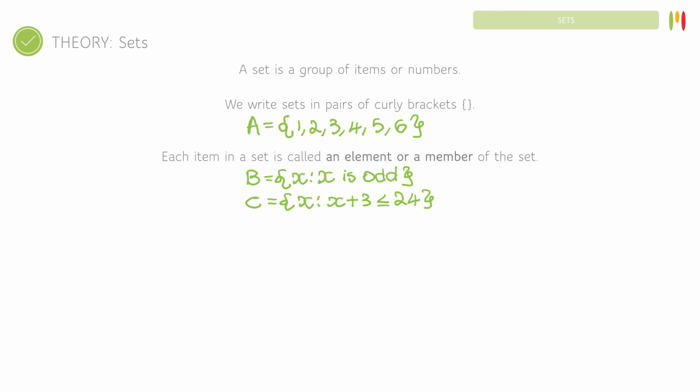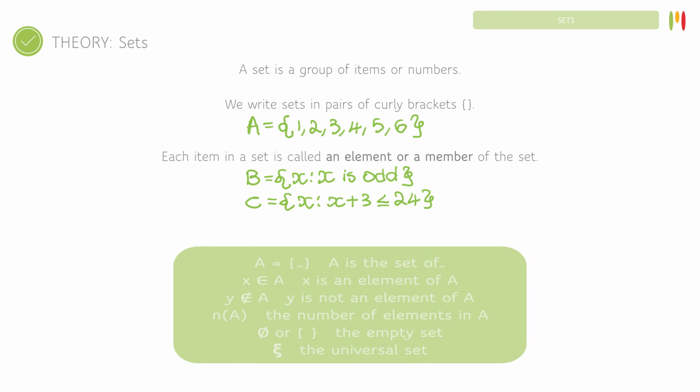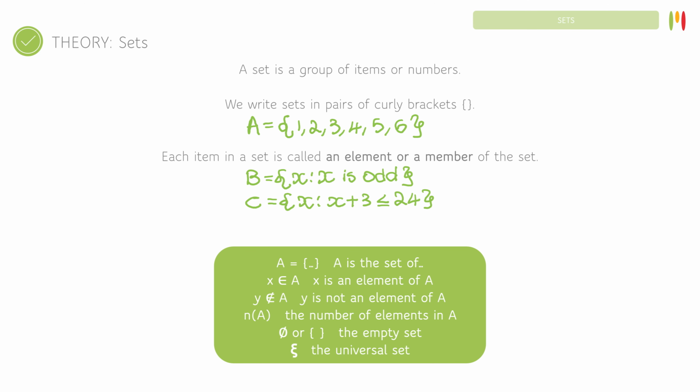There is also special set notation we need to be familiar with, so let's talk through them. We have A equals and then two curly brackets. This means A is the set of. x followed by a backwards 3 shape, then followed by A, would mean x is an element of A. We can also write y is not an element of A by drawing a diagonal line through the backwards 3 shape. Then we have n followed by A in brackets. This means the number of elements in A.